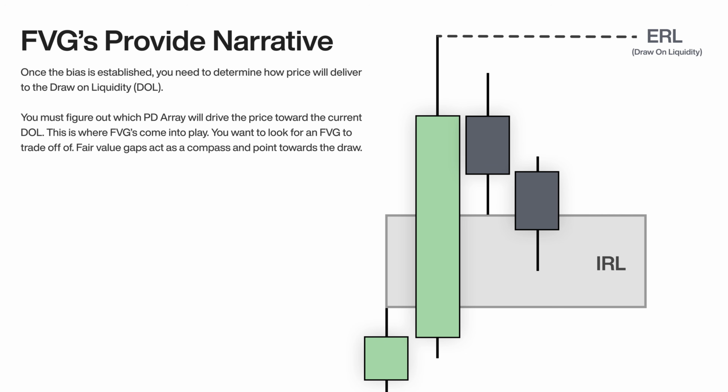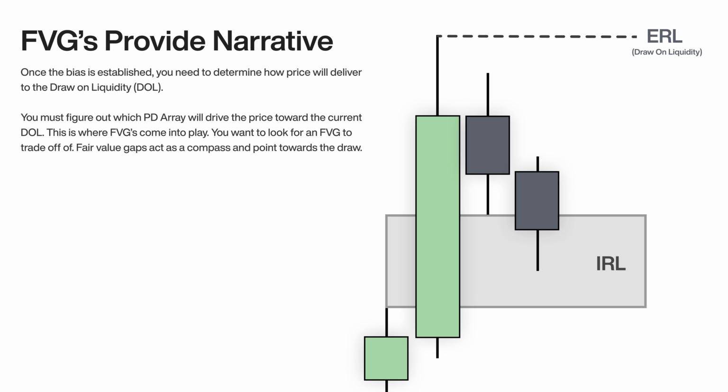This is a fundamental understanding of price. When you understand fair value from the top down, this will unlock your understanding of what inversions will work and how to trade them properly. Next, fair value gaps will provide you a narrative. Once your bias is established, you need to understand how price will deliver towards that draw on liquidity. So once you have a clear draw, in this case to external, we have a bullish bias to external range liquidity. We want to actually figure out how will price deliver towards that external.